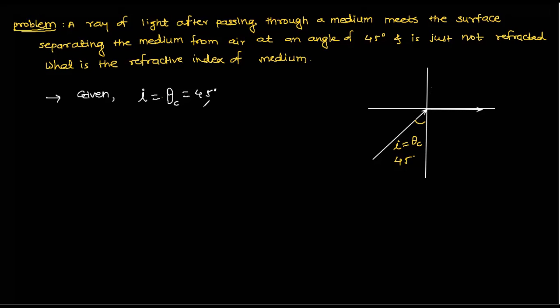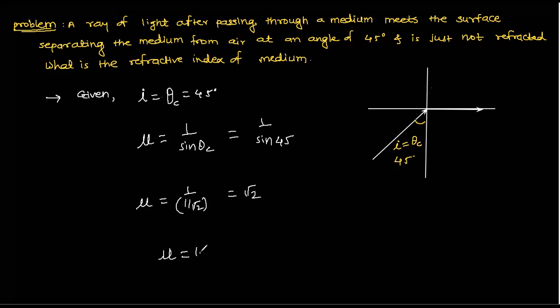So here I is equal to theta c is equal to 45, and we know refractive index is 1 by sine of theta c. So therefore 1 by sine of 45 is equal to mu, and therefore mu is equal to 1 by 1 by root 2, which is equal to root 2. How much is the value of root 2? 1.414. Okay, like this you will get the answer to this question.